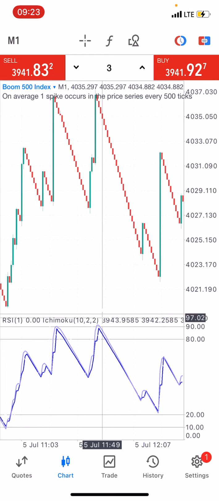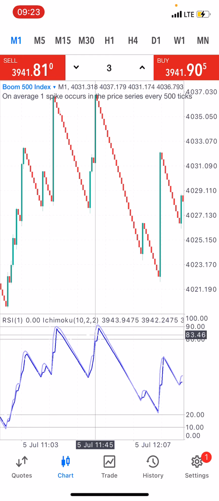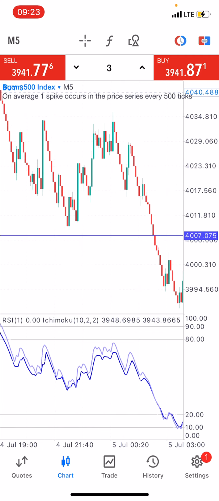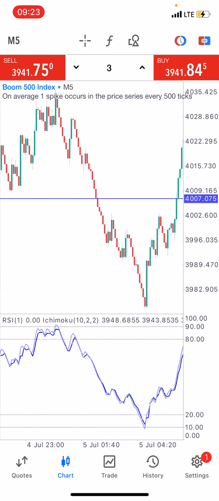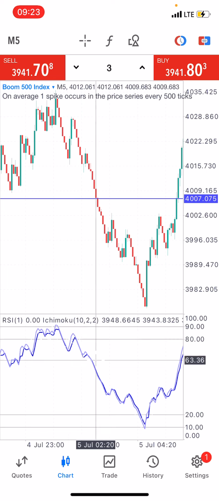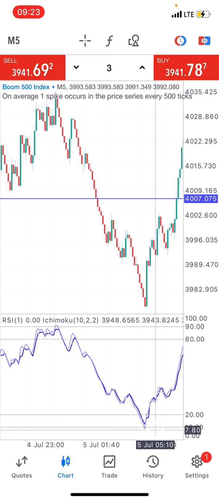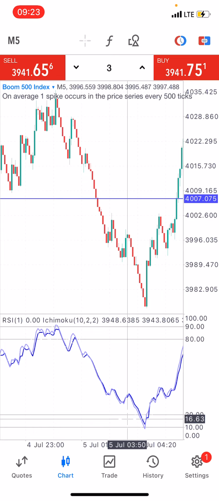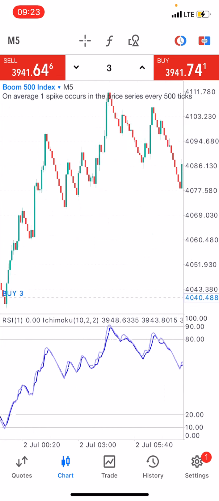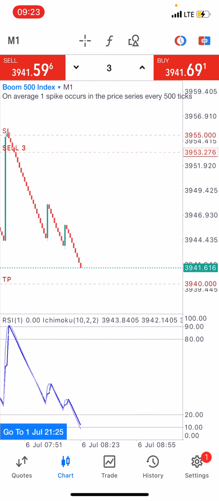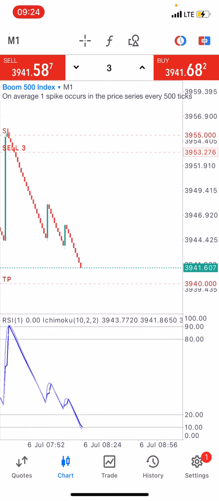Same thing here. But if you go on the 5 minutes, you see that you have a much clearer entry. Let's say this one here. You see from here, it kept selling till it got to level 20 and level 10, which is the oversold region. So if you keep backtesting this, you can use this on the 5 minutes time frame, you can use this on the 1 minute, but it depends on what you want. Are you in for short-term goals or long-term goals?